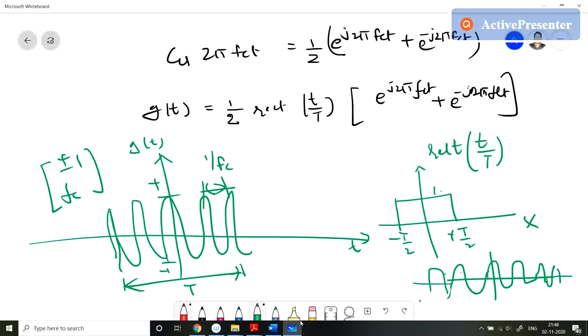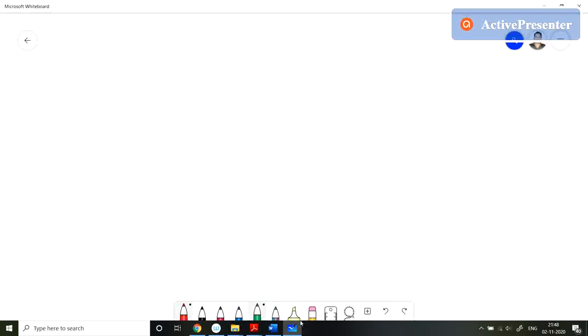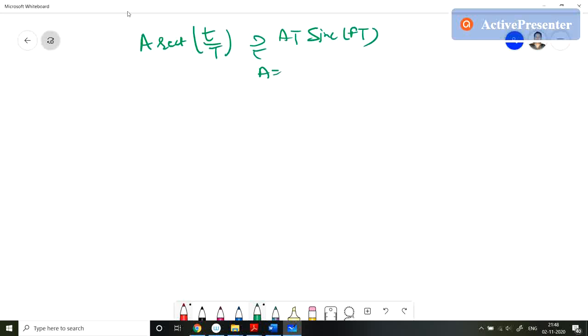Now we can easily find the Fourier transform. So how to find the Fourier transform? If we look carefully, the Fourier transform of A rect t by T is A T sinc fT. If A is equal to 1, then the Fourier transform of rect t by T is T sinc fT. This is the Fourier transform of this rect function.